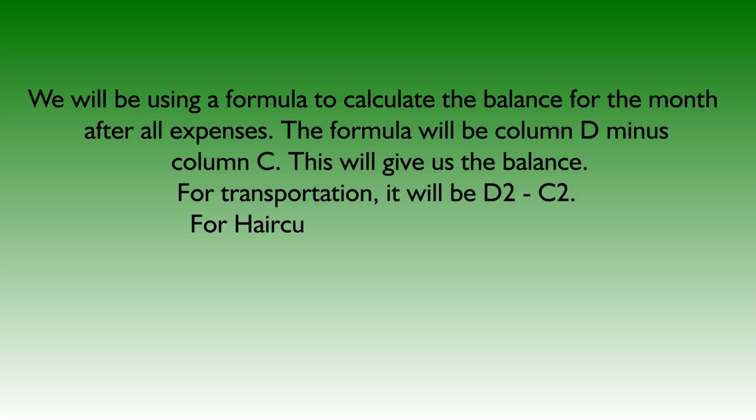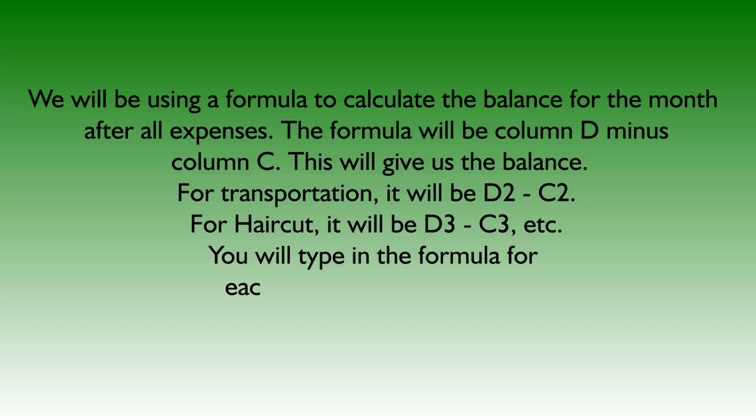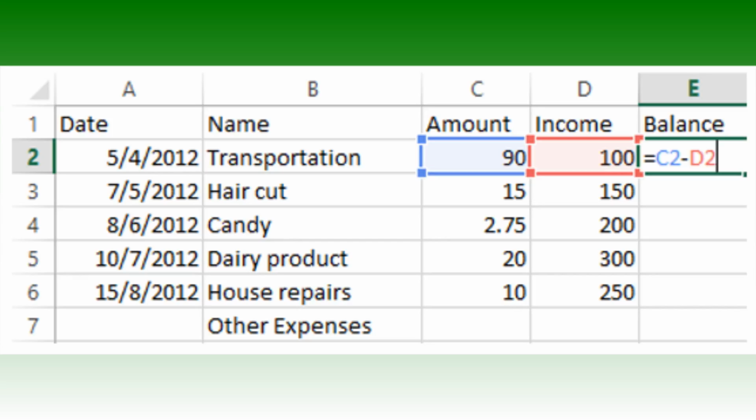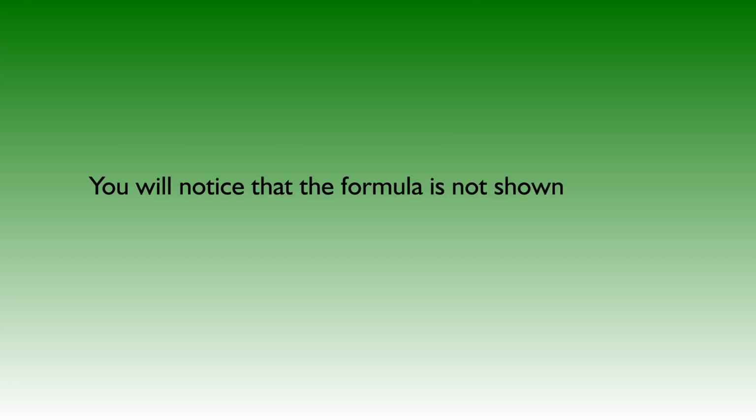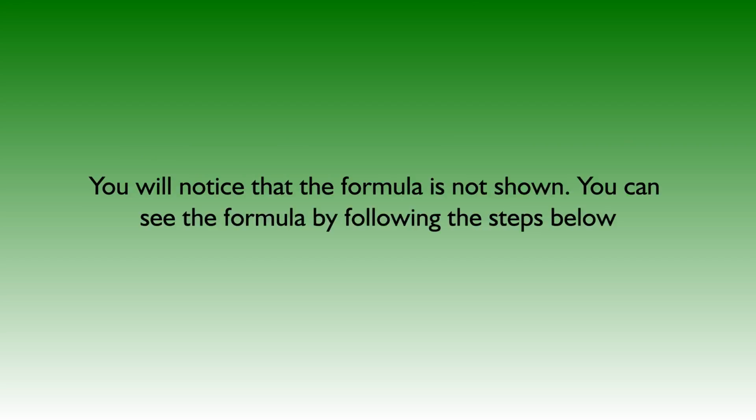For transportation, it will be D2 minus C2. For haircut, it will be D3 minus C3, etc. You will type in the formula for each row as shown in the figure on your screen. When you are done, you will have the balance in each row. You will notice that the formula is not shown. You can see the formula by using the following steps.